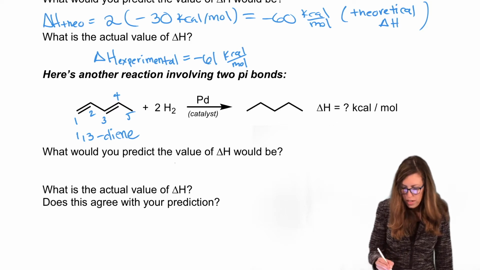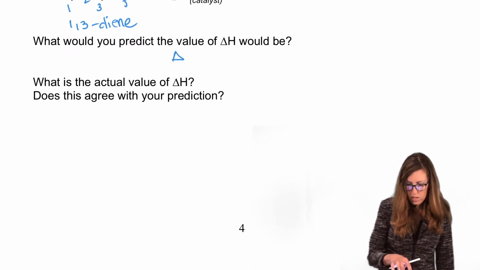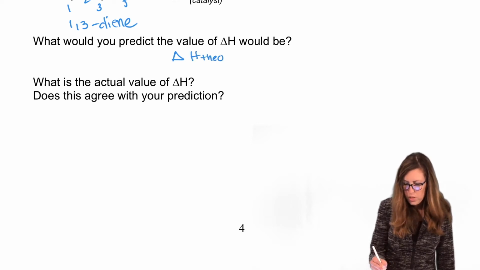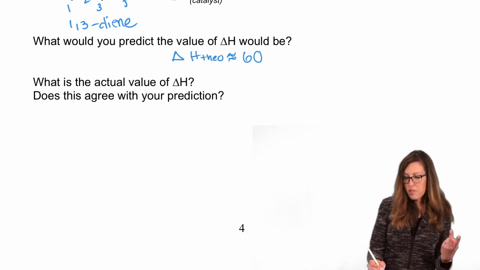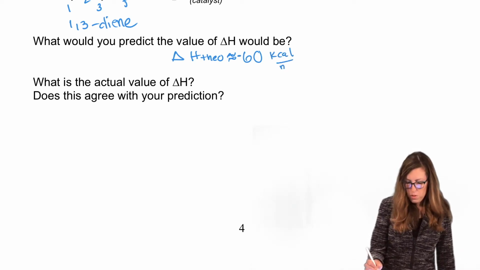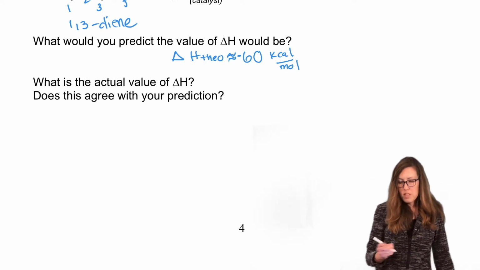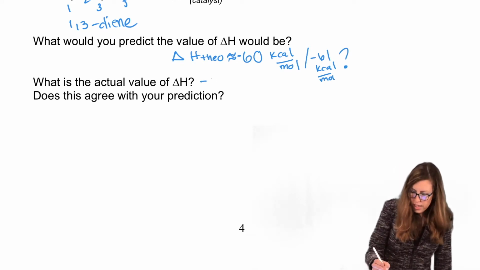So my predictive value, in other words, my theoretical delta H, would be the same, 2 times 30, right? I'll just put even similar to, because we already know that the 2 pi bonds in the previous one made it negative 61. So I'll say it's about negative 60 kcals per mole. Maybe even it's 61. So it's a good guess because we know about that one. We've already discussed it. Well, it turns out the actual delta H is negative 54.